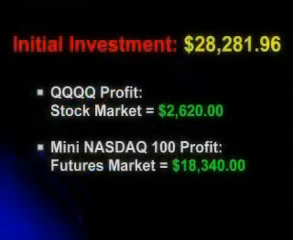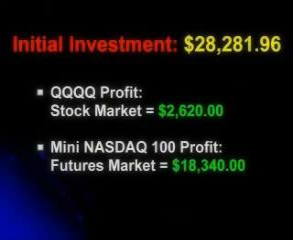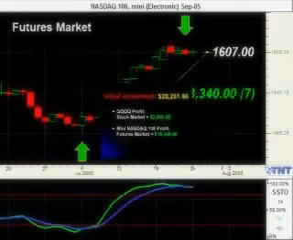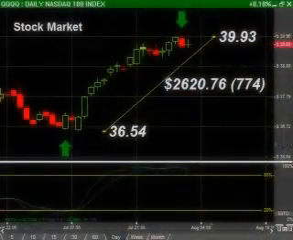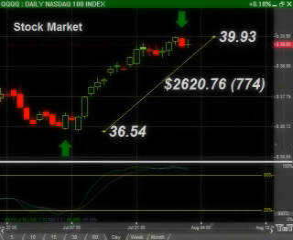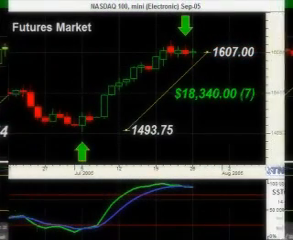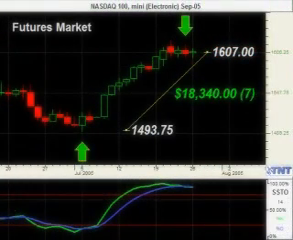Let's say we invested $28,281 or purchased 7 futures mini contracts. Our profit on this move in this example would be $18,340. That's correct. $18,340 compared to $2,620 in the stock market. Same market, same investment, two extremely different outcomes. Yes, that was still the same 15-day trade, but it reaped almost 7 times the ROI.